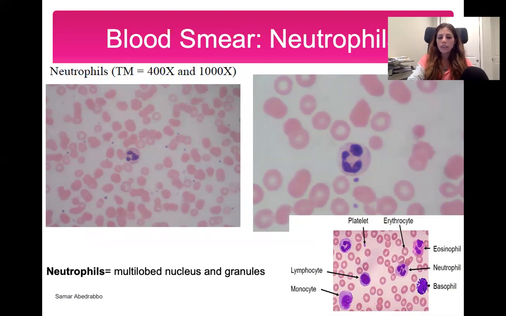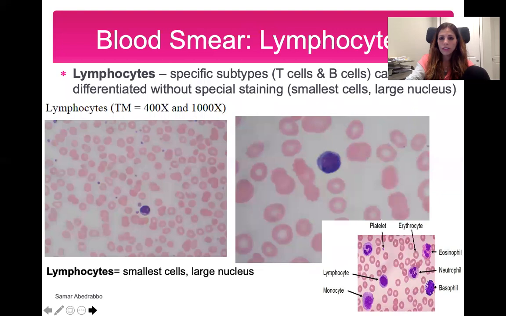The way we identify neutrophils, besides them being the most frequent white blood cell, is they have a multi-lobed nucleus and granules. Remember, they're granulocytes, so when you look at neutrophils, they have different grains in them, and they have a multi-lobed nucleus. So you see a lot of different lobes in the nucleus, or circles. That's what neutrophils look like.